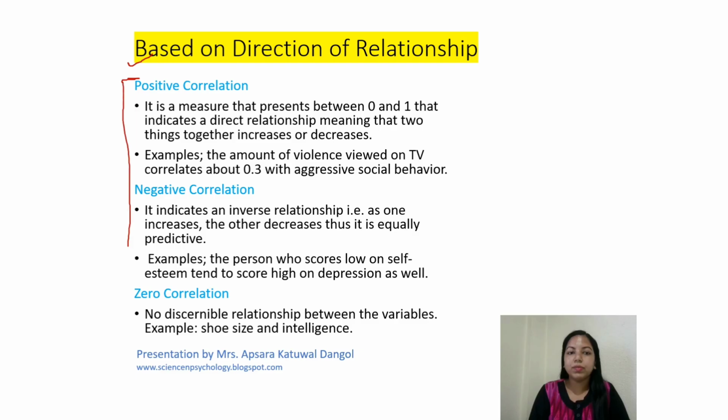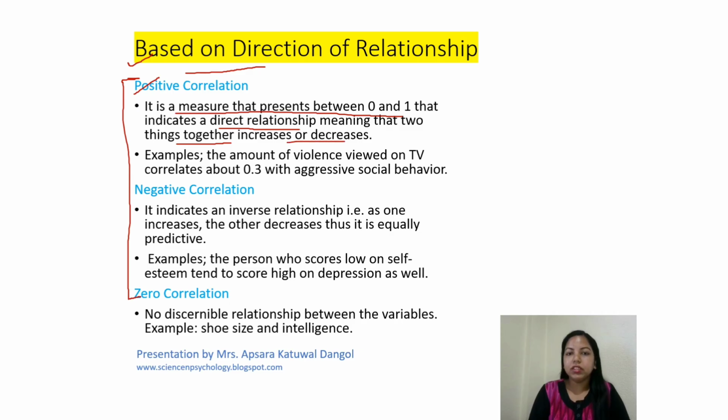Correlation is divided into positive, negative, and zero correlation. If you go through statistics and learn in depth about correlation, you will find various types, but we are just understanding correlation in terms of direction of relationship. Positive correlation is a measure between 0 and 1 that indicates a direct relationship between two things together. Like if one increases, the other increases. If one decreases, the other decreases.